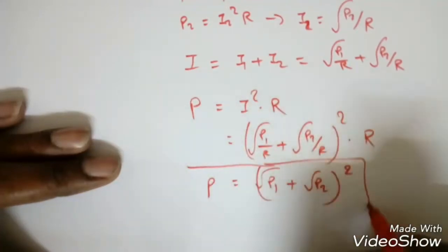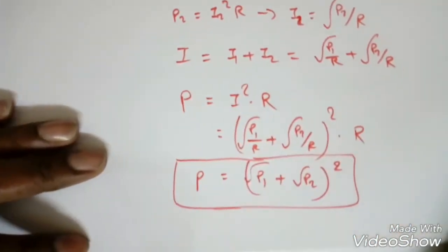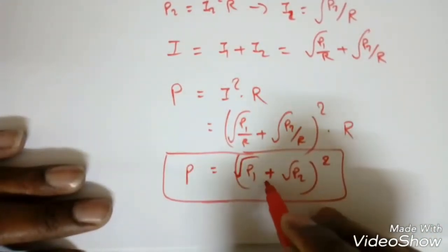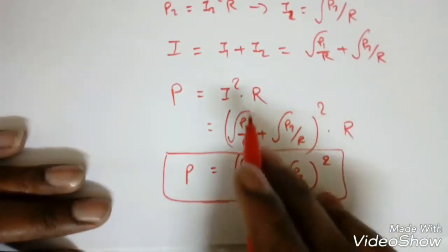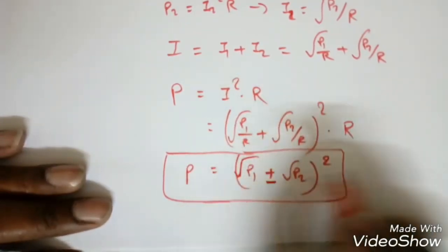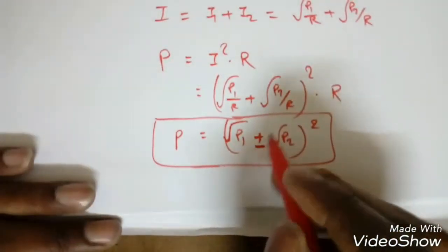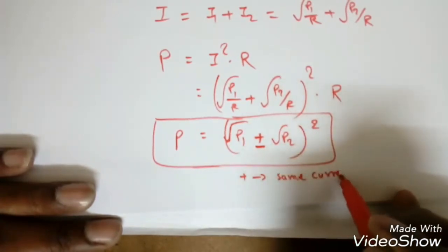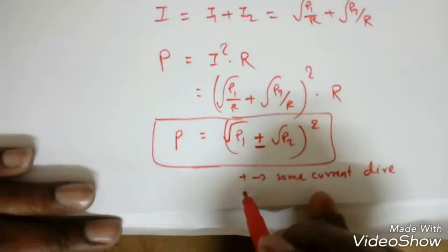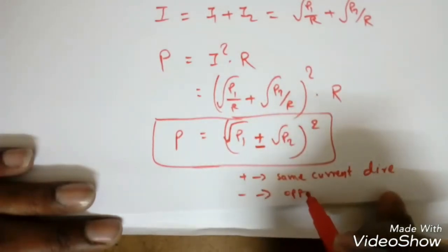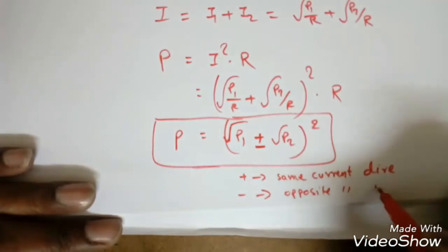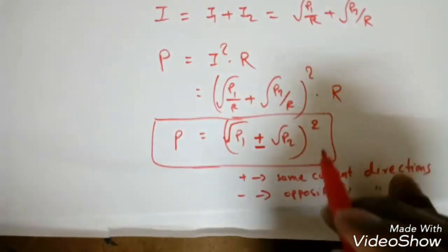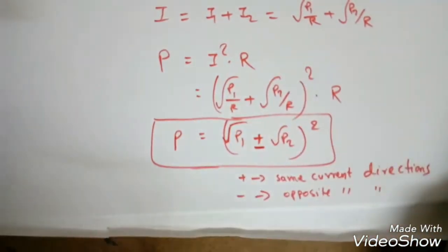So this is the reason why we cannot apply the superposition principle for the power, right? Depending on the current directions, we'll have plus or minus actually, right? If both current directions are same, then it is plus. If the current directions are opposite, it is the minus, right? Plus for same current direction, minus for opposite current directions, right? So this is the reason why we cannot apply the superposition principle for the power calculations, right?